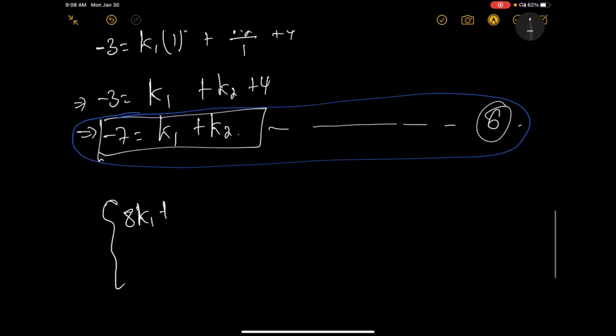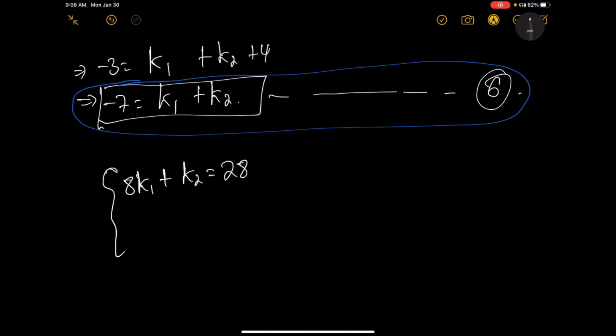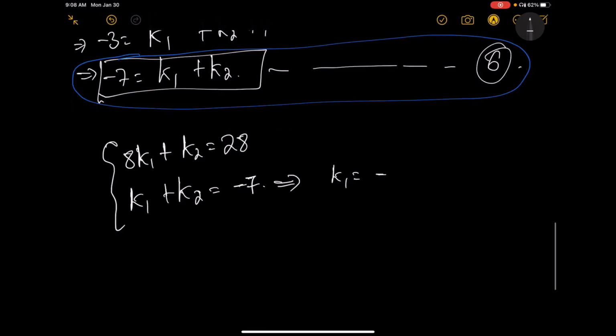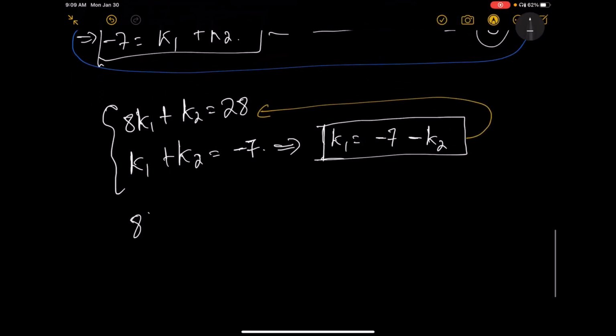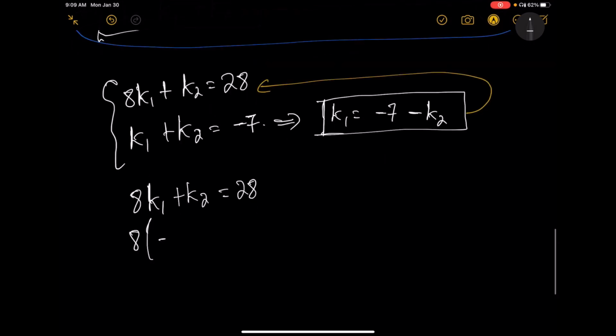8k1 plus k2 is equal to 28. From equation number 6, we know that k1 plus k2 is equal to negative 7, so k1 is equal to negative 7 minus k2. We have expressed k1 in terms of k2. Now let's plug this into the first equation. What is the first equation? 8k1 plus k2 is equal to 28. 8 times what is k1? k1 is negative 7 minus k2, plus k2 is equal to 28.